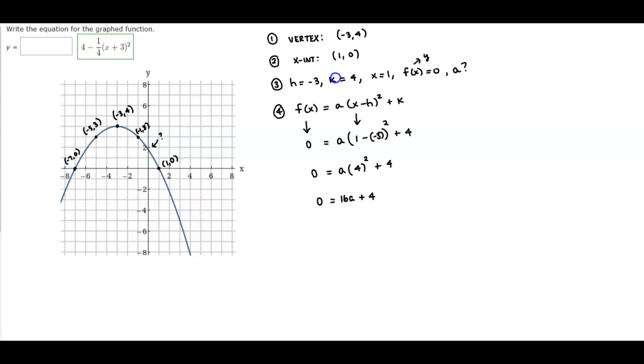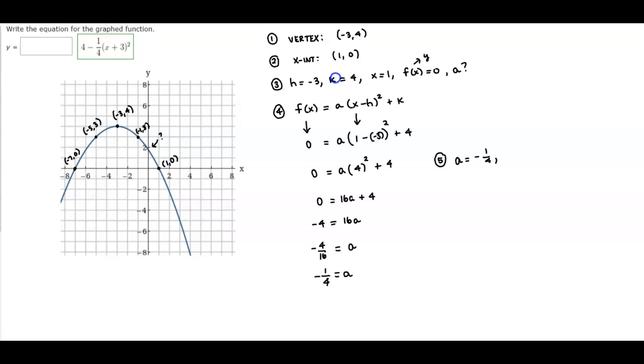Now, if we subtract 4 from both sides, we get -4, which is equal to 16a. And so therefore, a is going to equal -4 over 16. And reducing that, we get -1/4. So that's the value of a. So now, in step number 5, we know that the value of a is -1/4.